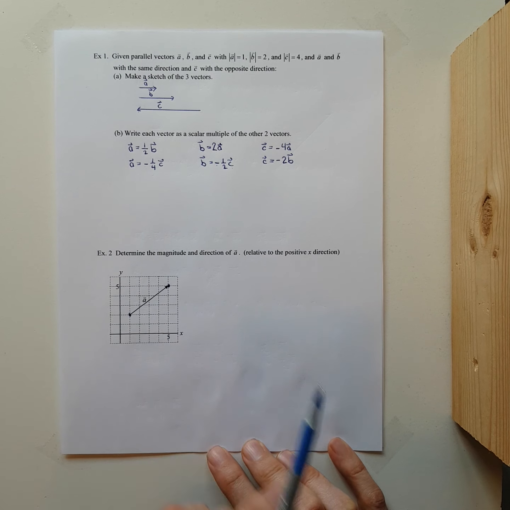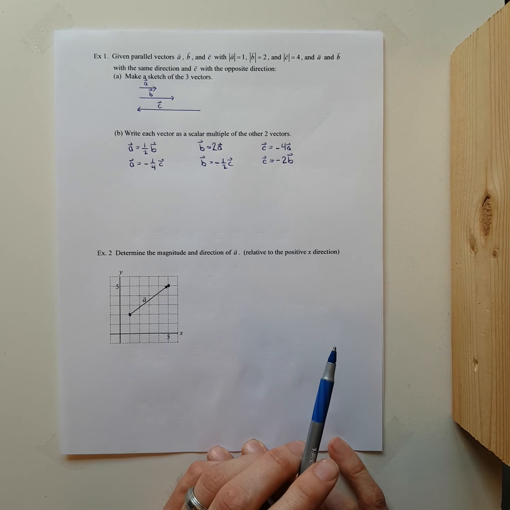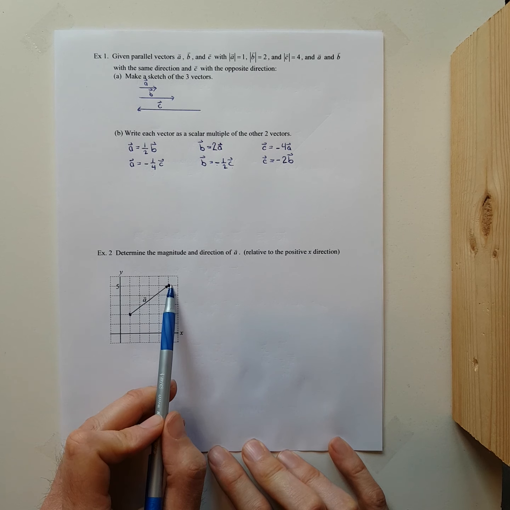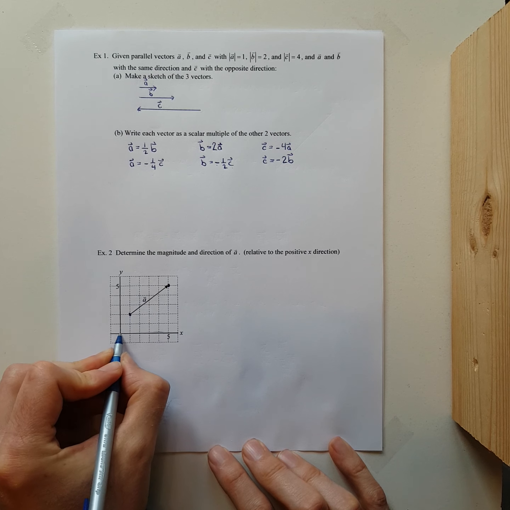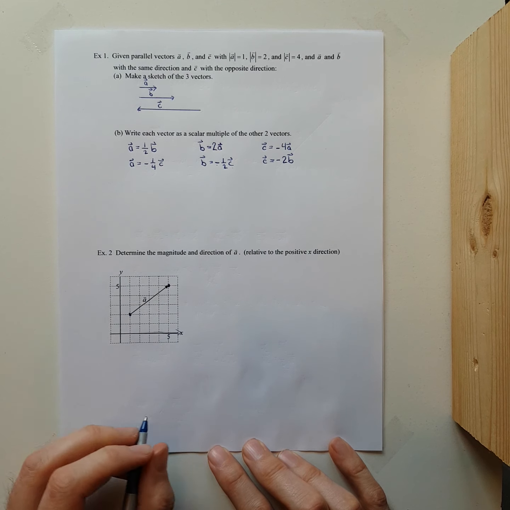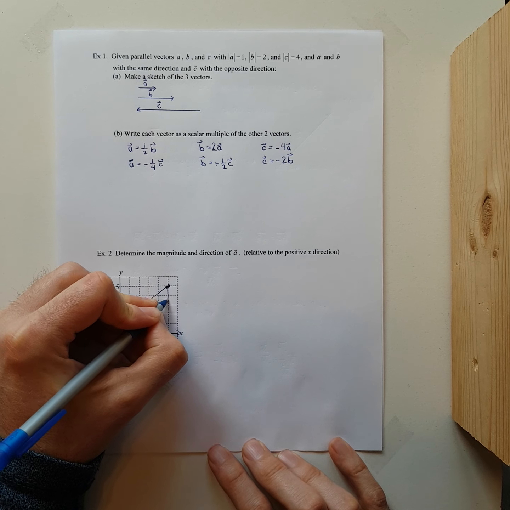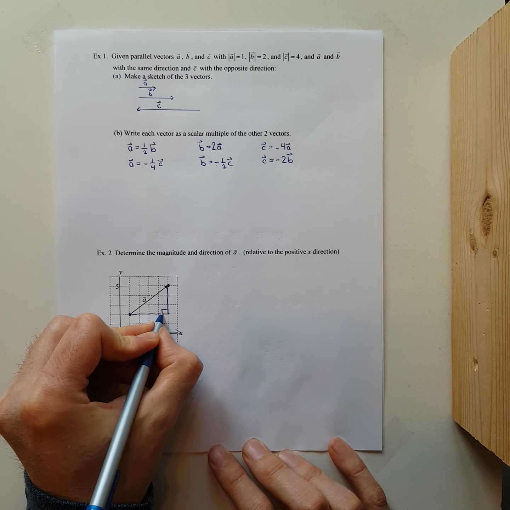The question is asking us, what's the magnitude and the direction of A? In our direction, we're going to define that relative to the positive x direction. So how long is it? And then what direction are we pointing? And we're going to tell this relative to that positive x direction. So if I want the magnitude on here, what I can do is put in a right triangle.